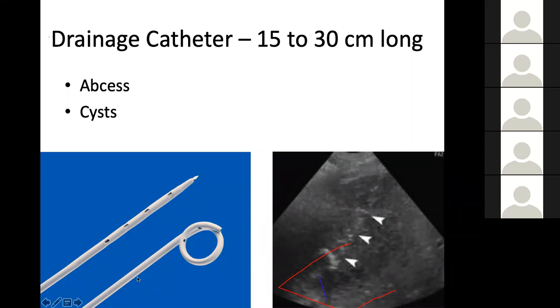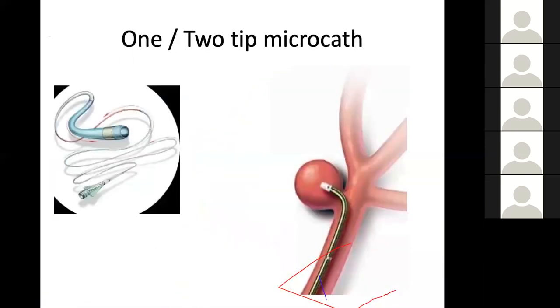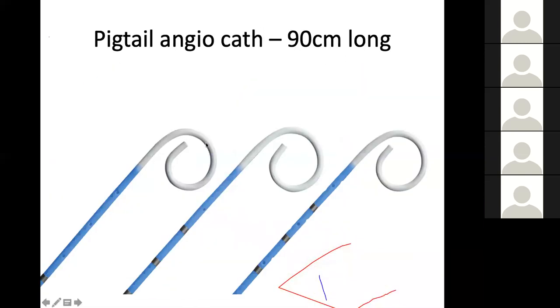A pigtail catheter which is used for draining abscesses and cysts is 15 to 30 centimeters long. They are thicker, whereas the pigtail catheters which are used for angiographic access are at least 60 centimeters long and usually they are 90 centimeters long.